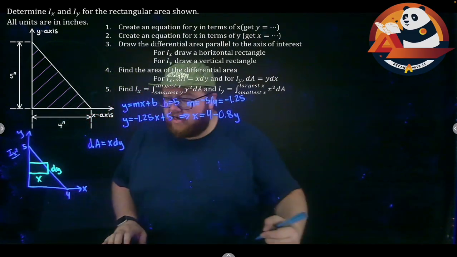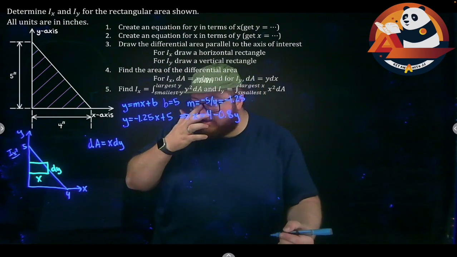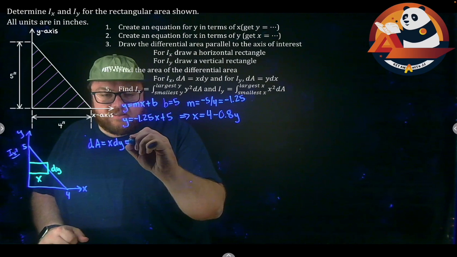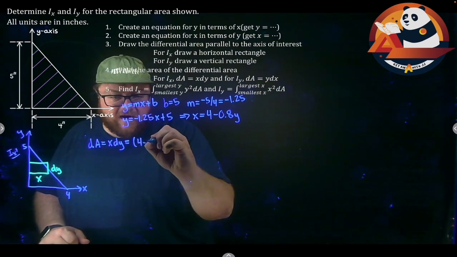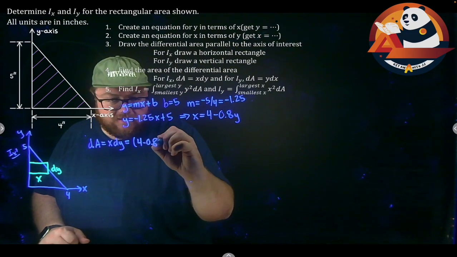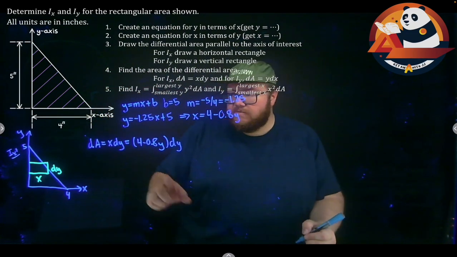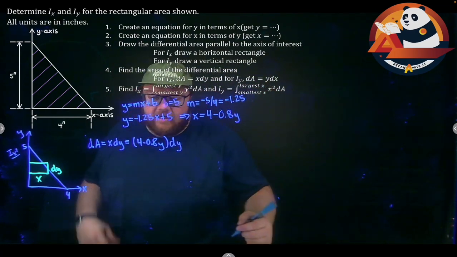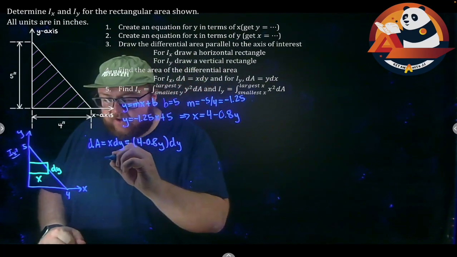We're going to end up integrating this. I probably want to get to y dy if I actually come in and integrate that. So let's sub in my x equals statement. This is the same thing as x is 4 minus 0.8y times dy. So I have my dA in here. I could then come in and say, my next step, I can find Ix. I'm going to integrate for Ix.